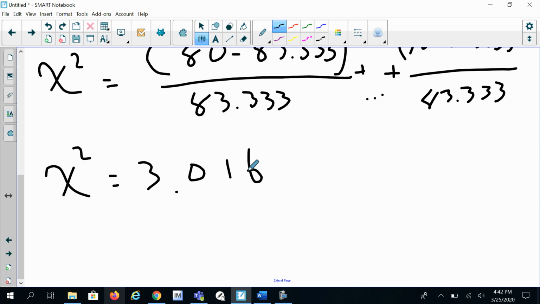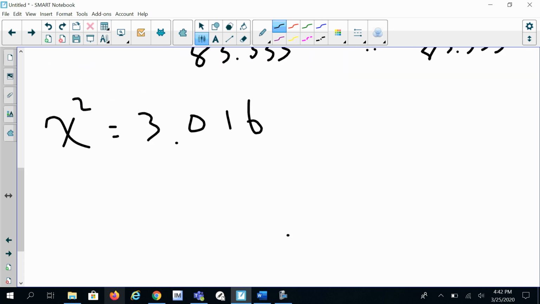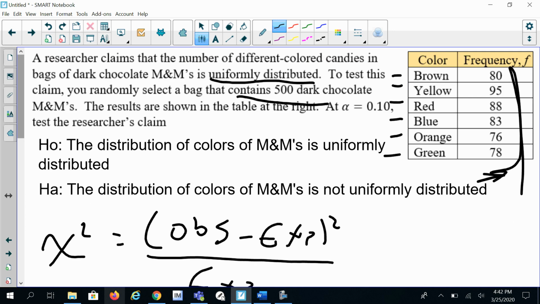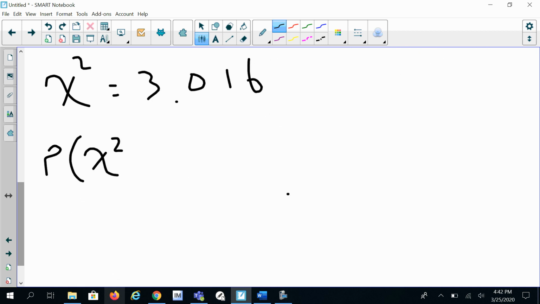All right, ready for our p-value? We're almost done, guys. So this is the home stretch. So remember from the last video, degrees of freedom is the number of categories minus 1. So we had 1, 2, 3, 4, 5, 6 categories. So degrees of freedom is going to be 5. And remember, it's always an upper tailed test. It will always be a greater than right there. You never have to think about it.